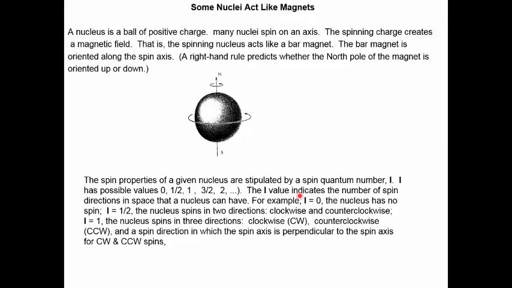The value of I specifies the number of directions that a nucleus can spin. For example, if I equals 0, the nucleus has no spin. If I equals 1/2, the nucleus spins in two directions, clockwise and counterclockwise. If I equals 1, the nucleus spins in three directions: clockwise, counterclockwise, and a spin direction in which the spin axis is perpendicular to the spin axis of the clockwise and counterclockwise spins.